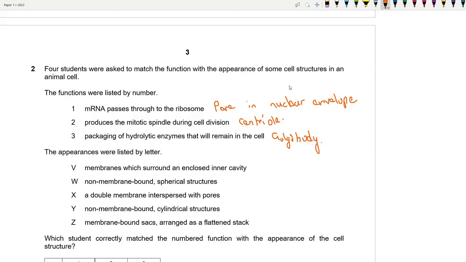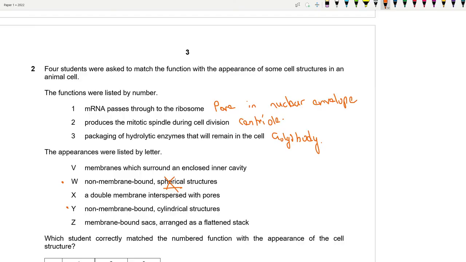So let's see. The centriole is a non-membranous organelle. So 2 has to be non-membranous. So it has to be W or Y since the centriole is non-membranous. Okay, so that doesn't help. Now the centriole is actually cylindrical. It is not spherical. That is why I'm going to exclude A and C. It can't be W. It has to be Y. Next, it's between B and D then.